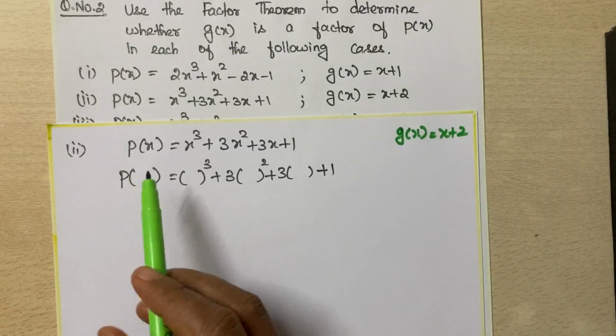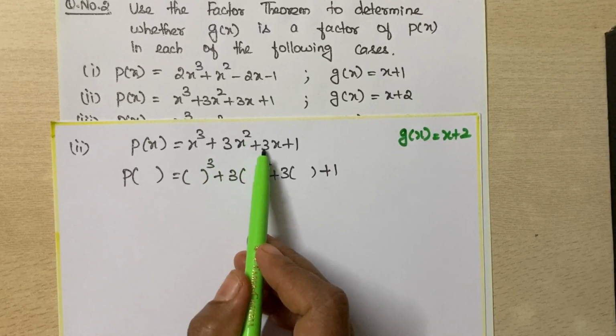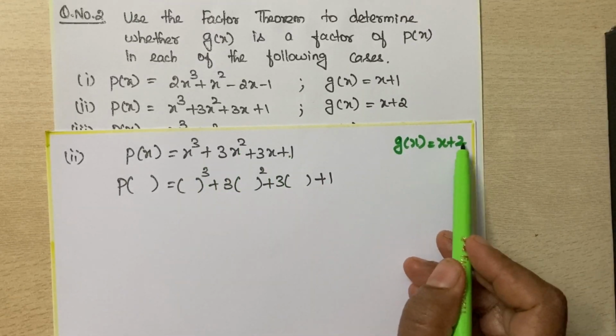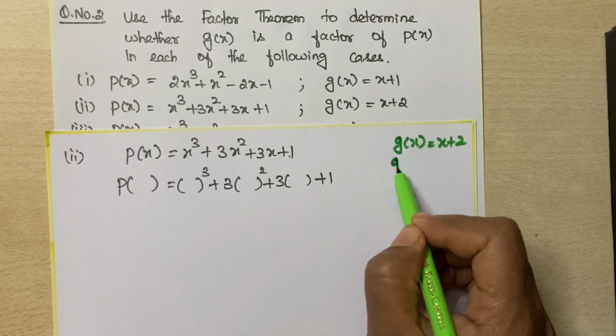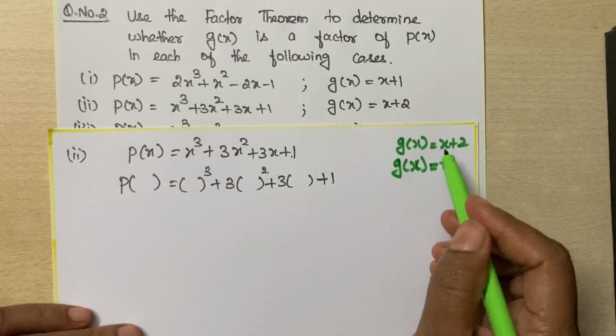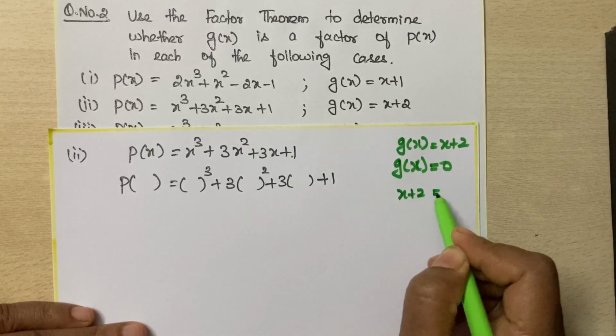Second subdivision: p of x is given as x cube plus 3x square plus 3x plus 1, and g of x is equal to x plus 2. Now let us equate g of x to 0. The purpose is to find the x value. x plus 2 is equal to 0.